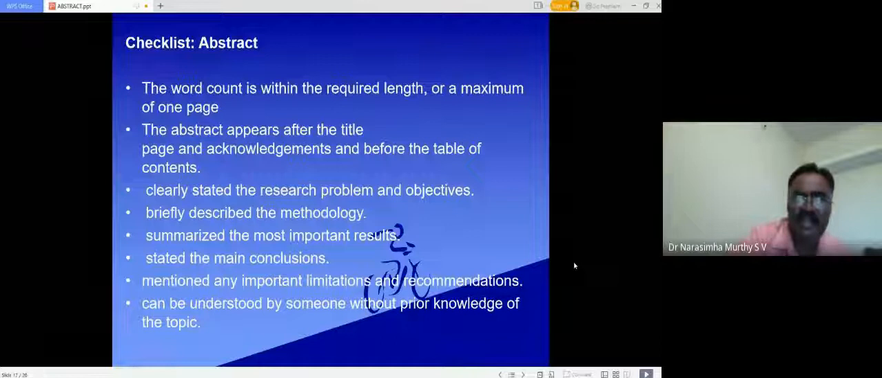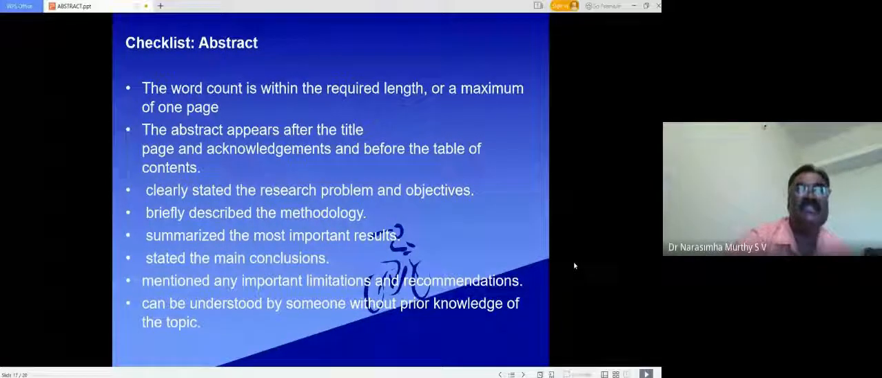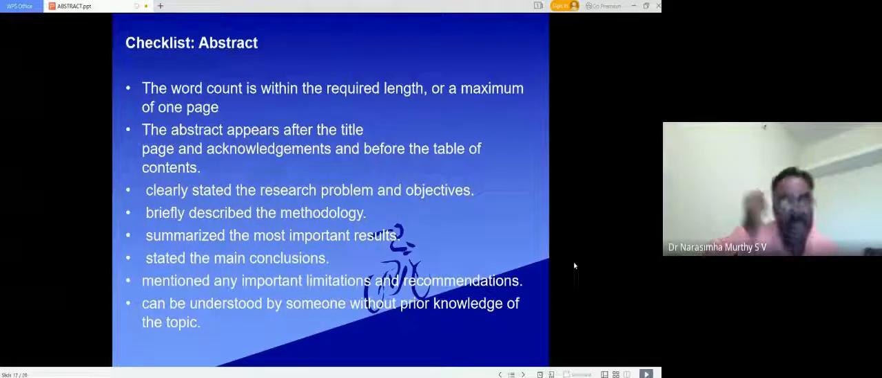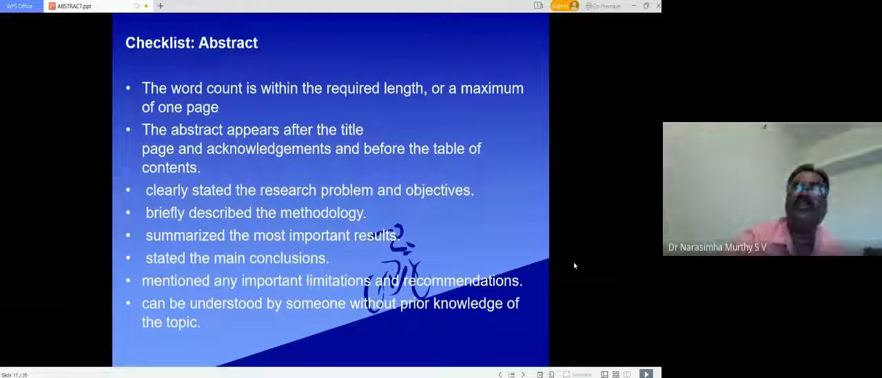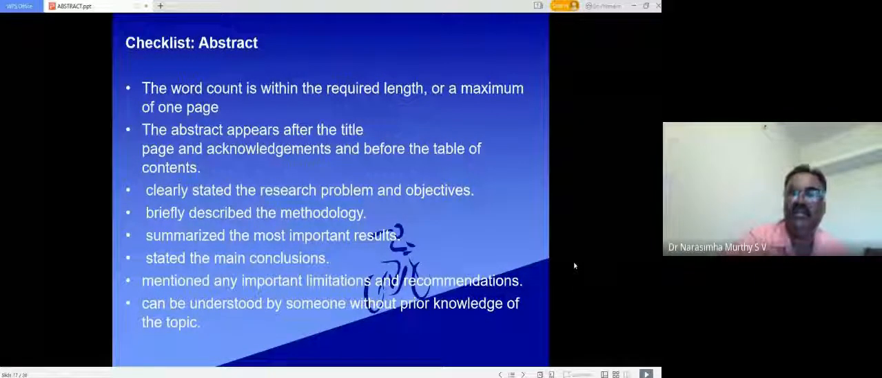Usually we tell the length of the abstract. Sometimes the necessity of an abstract depends on the length of the research paper. Now, I'll be telling my students, it should not be more than 2 to 5% of your entire document paper.